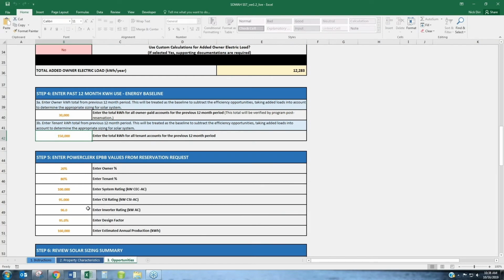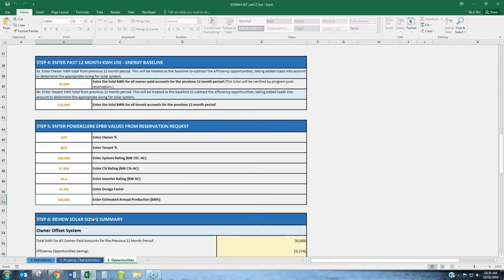And then you'll enter the PowerClerk numbers from EPBB that were entered at the reservation request stage. So this is the size of the PV system that was originally entered at that step. So you'll enter the allocation to the owner meters as well as to the tenant meters, the system rating in CEC AC, the CSI rating, the inverter rating, the design factor, and finally the total estimated annual production for the solar PV system.